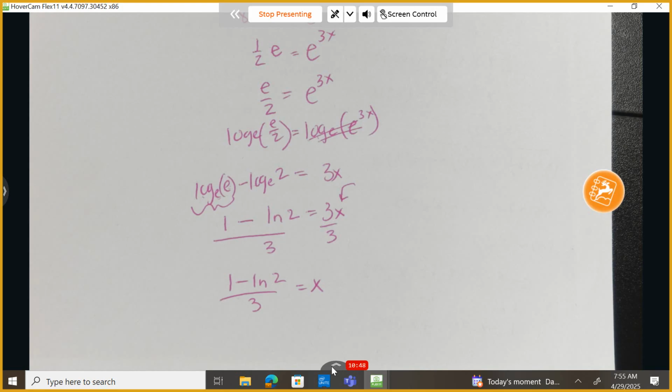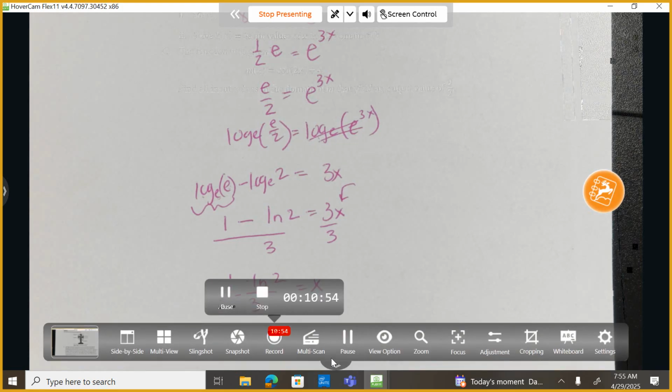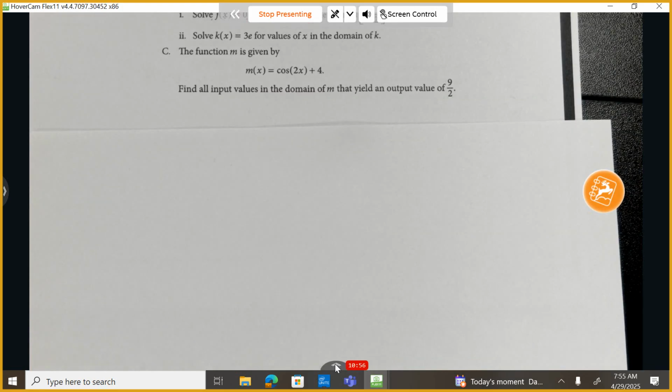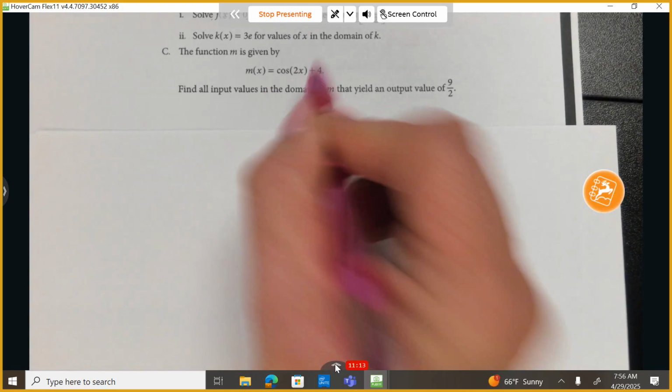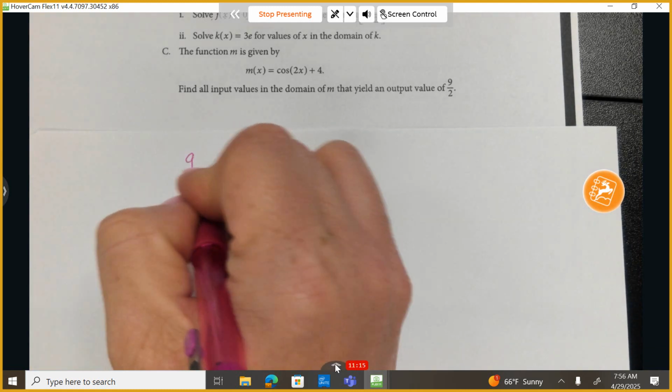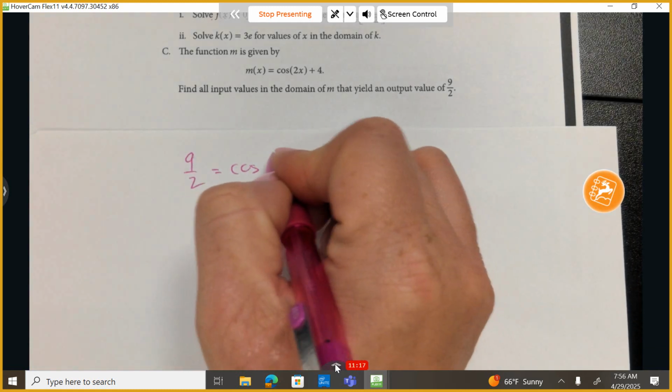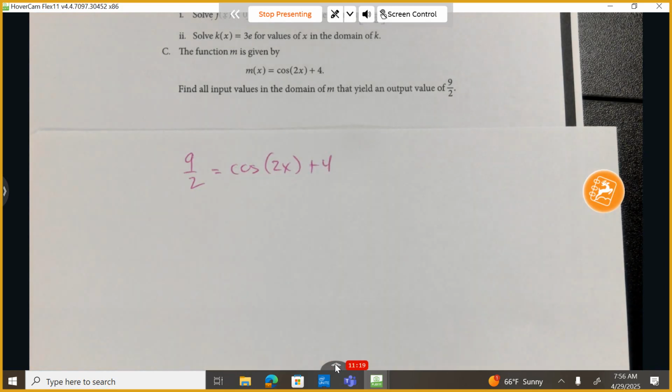Okay, we are moving on right now, and we are looking at part C. Let me grab another piece of paper. All right, so now in part C, we have the function m given by the following. Find all input values in the domain of m that yield an output value of 9/2. So we're going to have an infinite number of general solutions. Just like we did for part B, we're going to take 9/2 and set it equal to this. So we have 9/2 equals the cosine of 2x plus 4.